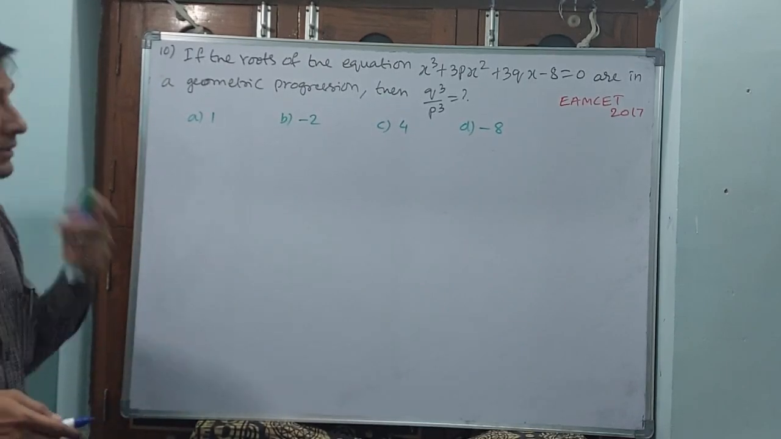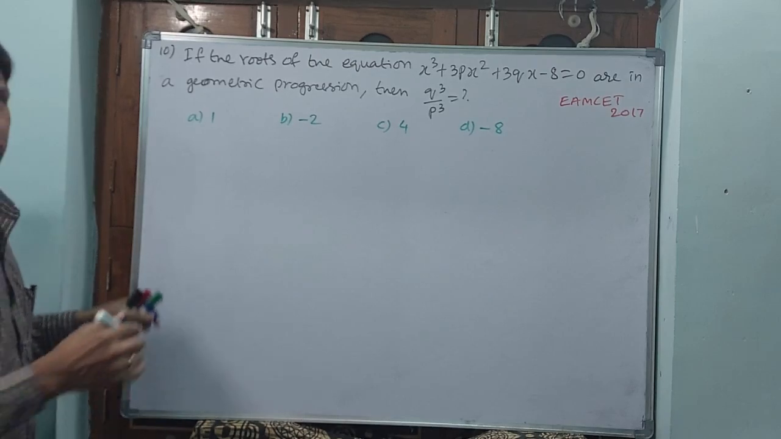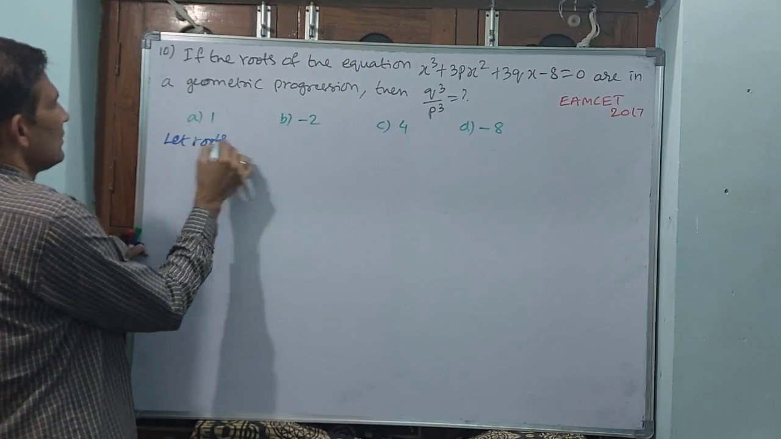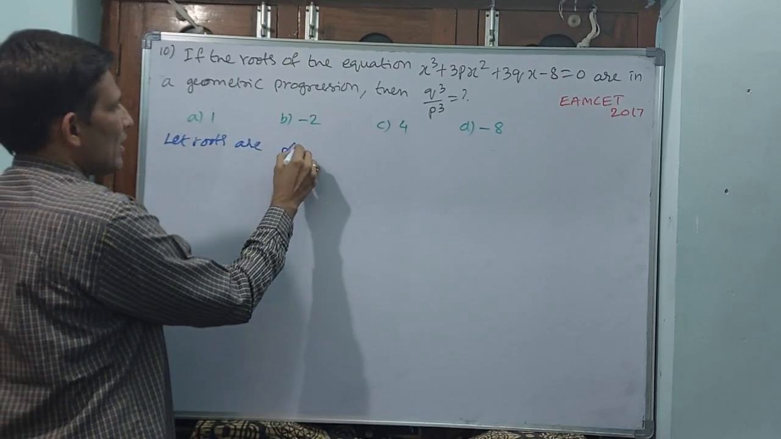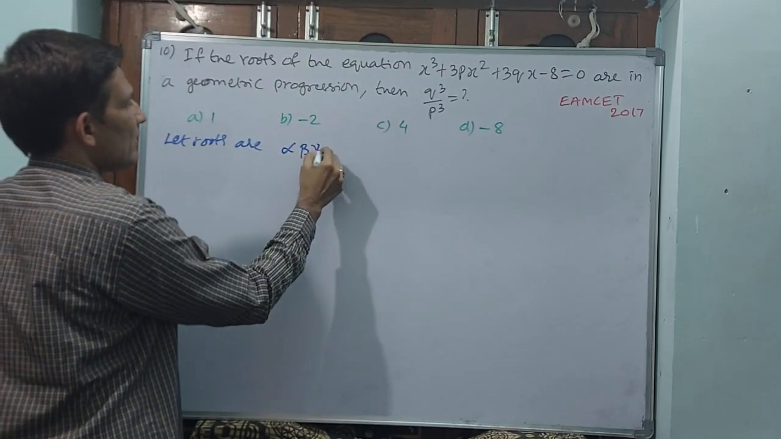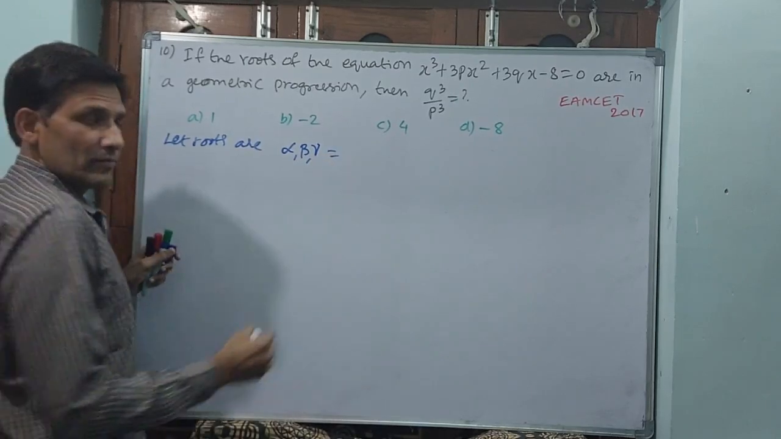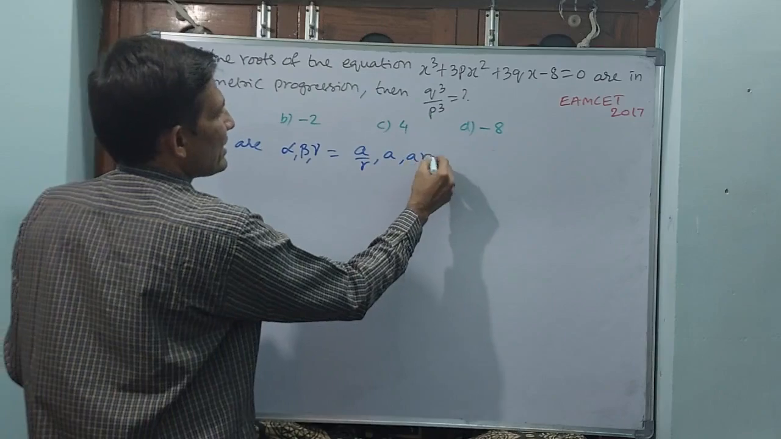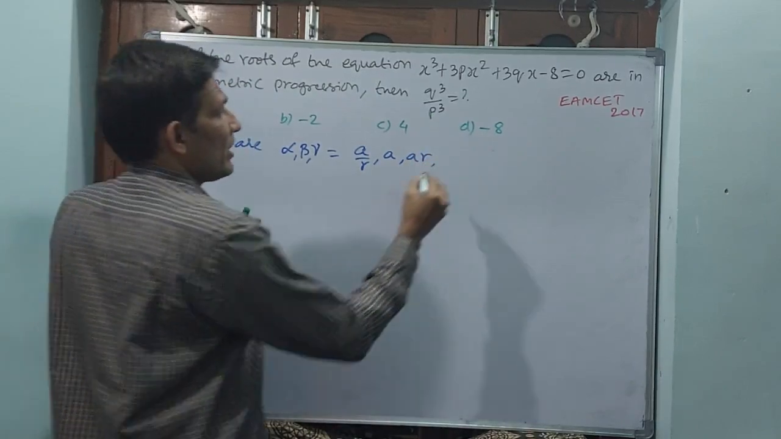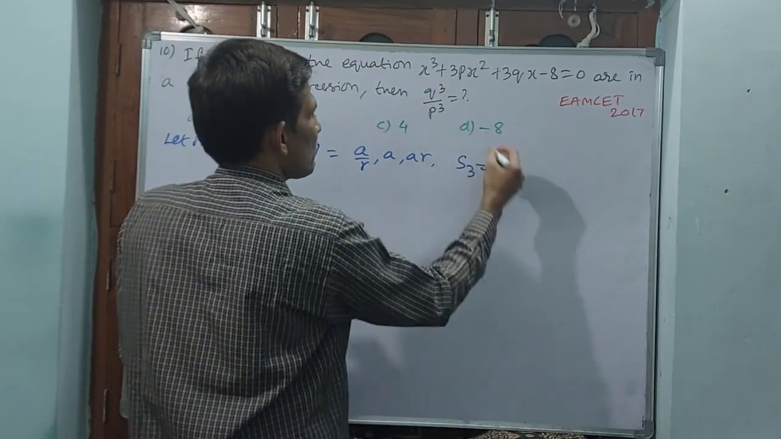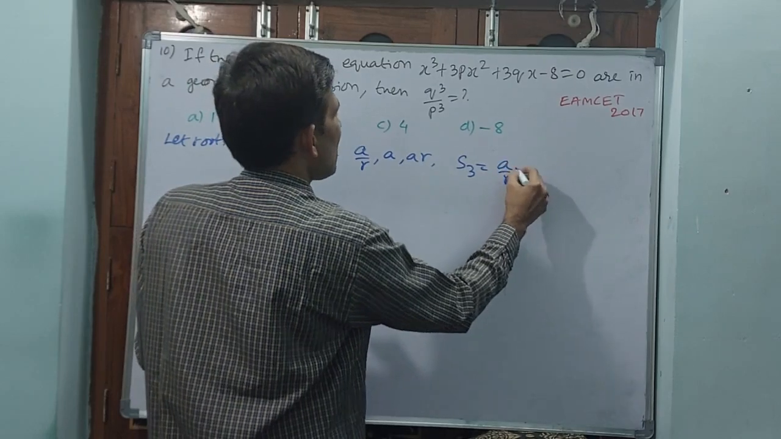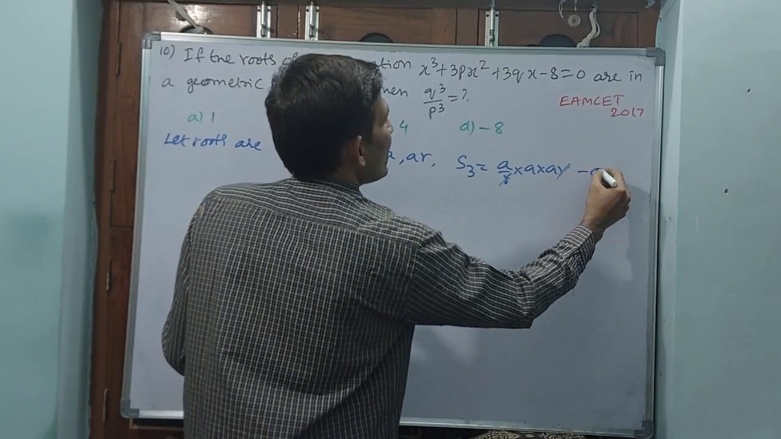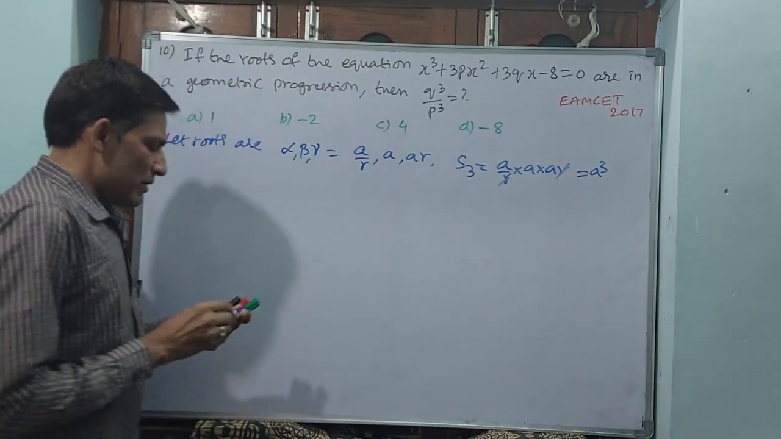Let the roots be in geometric progression. Let the roots alpha, beta, gamma be a by r, a, ar. See, S3 will be what? Because it is a cubic equation, S3 will be a by r into a into ar, which is a cube.